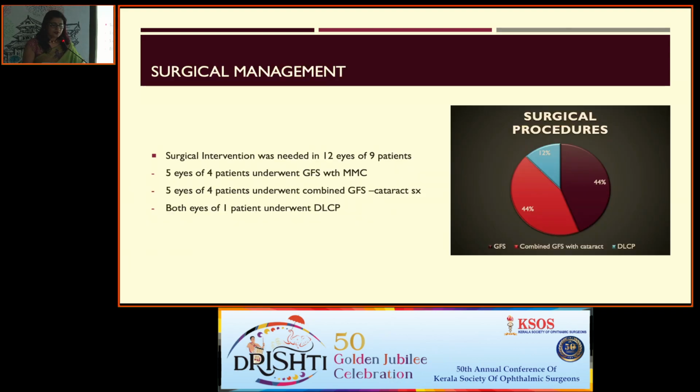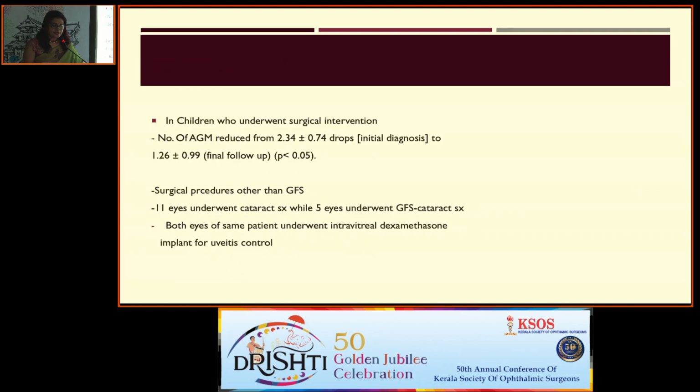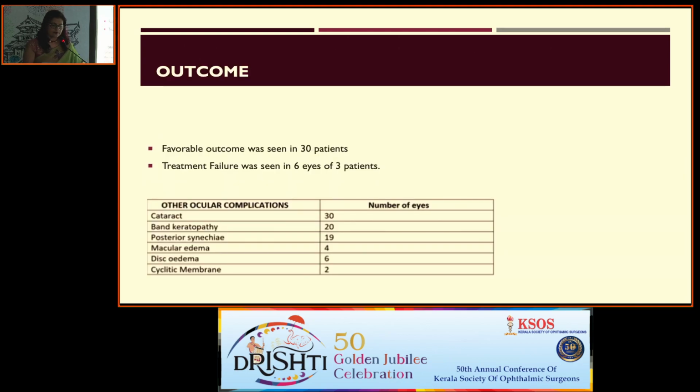Surgical management was needed in 12 eyes of 9 patients. 5 eyes underwent glaucoma filtering surgery with MMC. 5 eyes had combined glaucoma filtering surgery and cataract surgery, and both eyes of 1 patient underwent laser cyclophotocoagulation. In children who underwent surgical intervention, the number of AGMs reduced from 2.34 to 1.26 at final follow-up. Of surgical procedures other than glaucoma filtering, 1 eye underwent cataract surgery, and both eyes of the same patient underwent intravitreal dexamethasone implant.